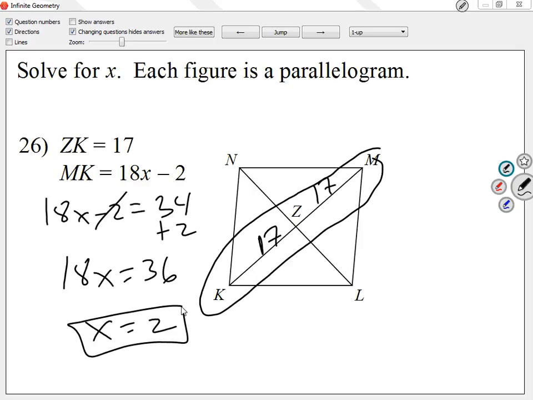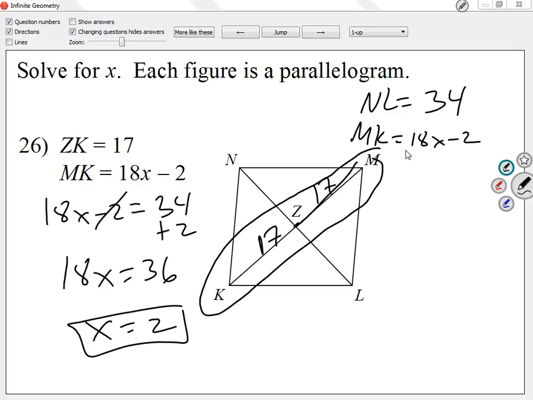I was looking real quick at the review, and it seems like for each number, I give you one measure. For our cases, I gave you from the center to the corner, so from C to K, but I could have made a question saying NL is 34, and then MK is 18x minus 2, and so forth. I could have done that.